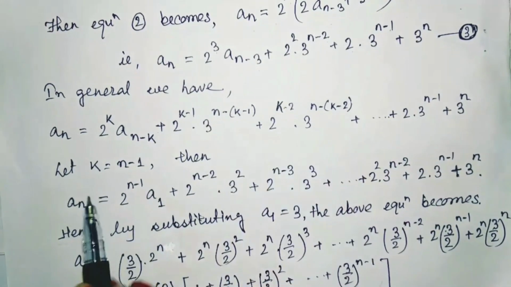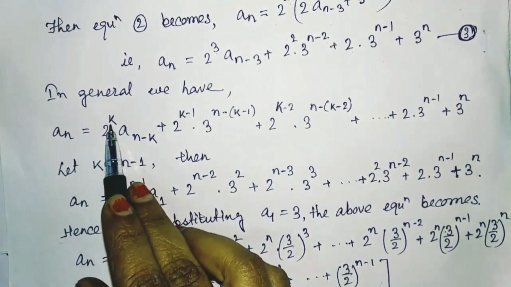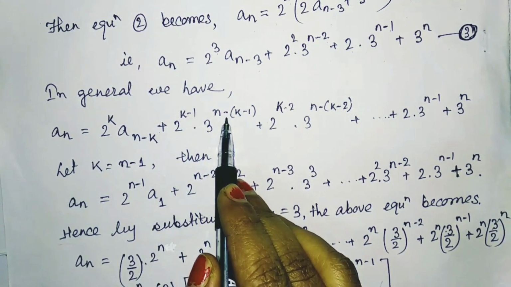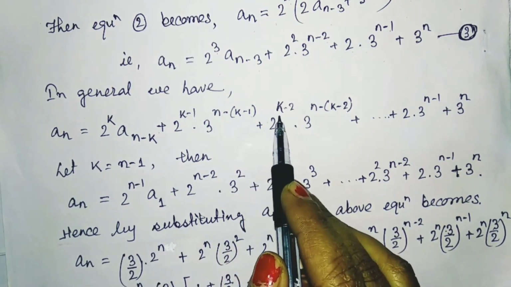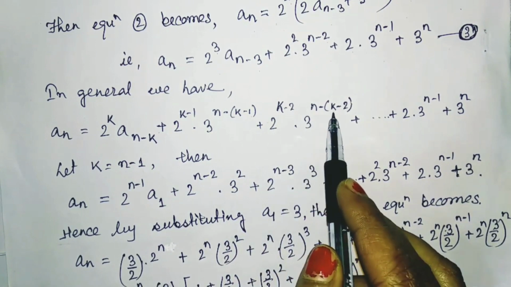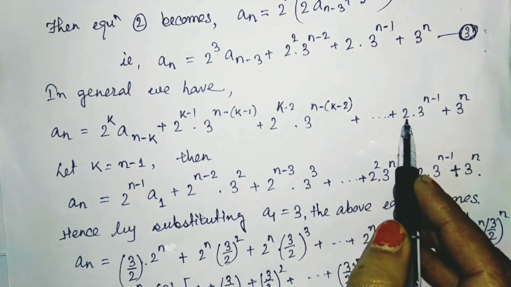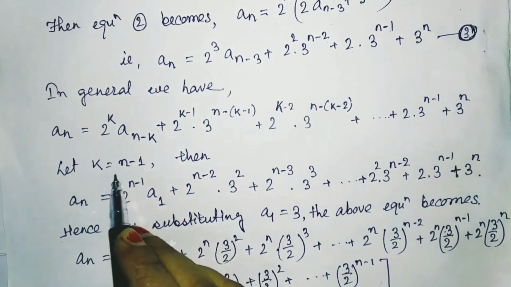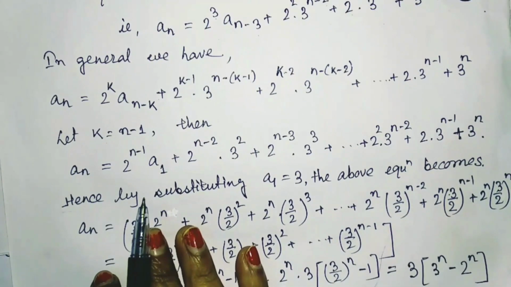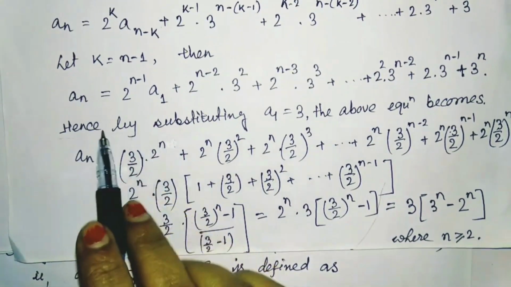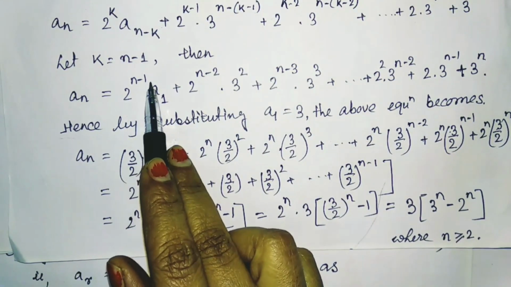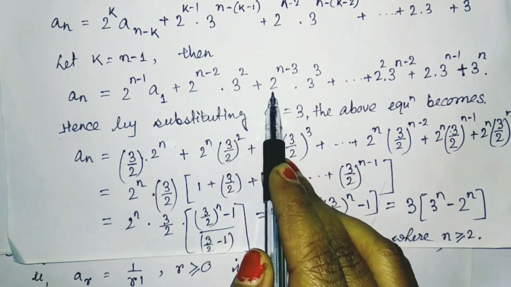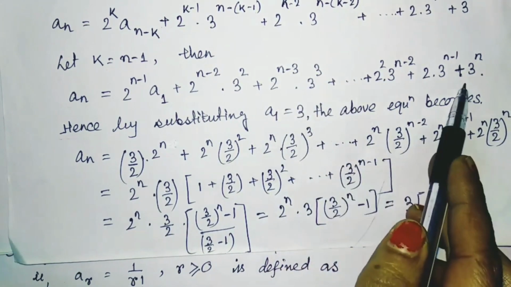So in general, we will find an equals 2 to the power k an minus k plus 2 to the power k minus 1 into 3 to the power n minus k minus 1 plus 2 to the power k minus 2 into 3 to the power n minus k minus 2. In this way it will continue and we will find 2 into 3 to the power n minus 1 plus 3 to the power n. Now, if we replace k by n minus 1, then we will find 2 to the power n minus 1 a1, 2 to the power n minus 2 into 3 to the power 2, 2 to the power n minus 3 into 3 to the power 3, and so on.